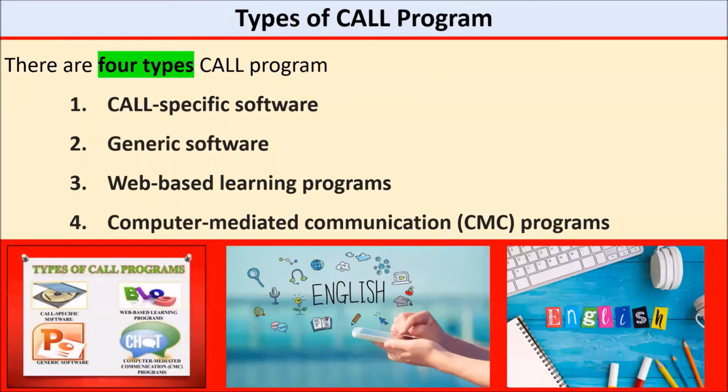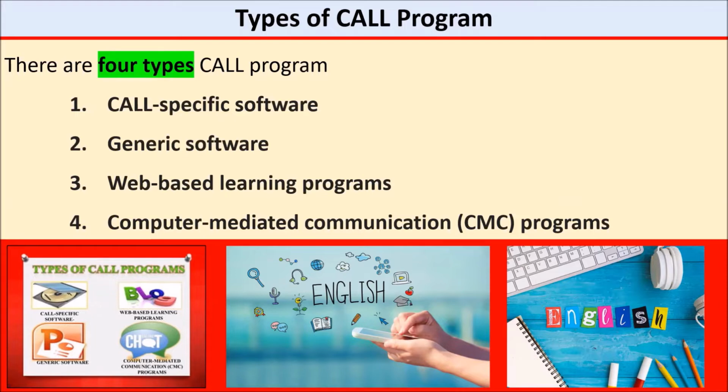Then we'll move to the next slide. Here, as I mentioned earlier, when considering CALL, computer assisted language learning, there are four categories, four types of CALL program. First is CALL specific software, then generic software, then web-based learning, and computer-mediated communication programs. These are the main four parts available with CALL programs. Here we want to get some idea about these four.